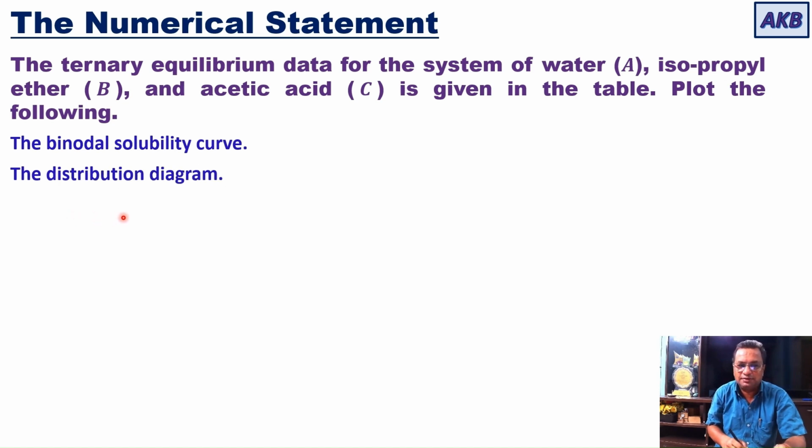Simple task. From the given ternary equilibrium data, we will be plotting the binodal solubility curve on a triangular graph, and then we will be plotting the distribution diagram on a rectangular graph. So let us plot the two curves.